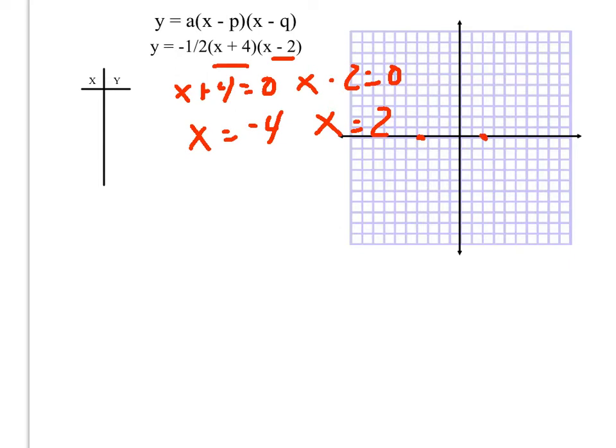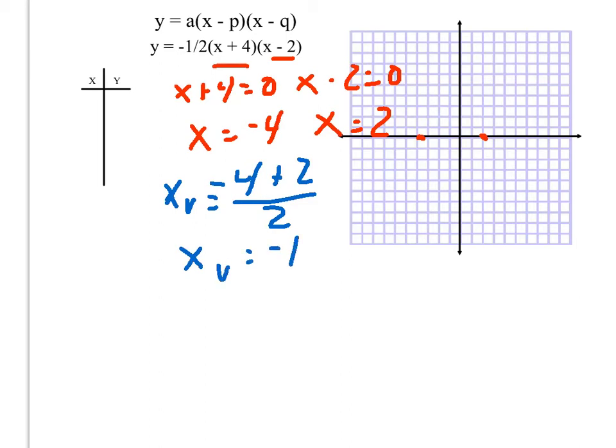Now we need to know where that line drops down that is exactly between those 2 points. So to find the x-coordinate of the vertex, all we're going to do is average out the 2 x-coordinates we already have. So negative 4 plus 2 divided by 2, and again this is the x-coordinate for the vertex. So negative 4 plus 2 is negative 2. Divide that by 2, and again that is negative 1. So we will have that nice vertical line dropping down where x is negative 1.